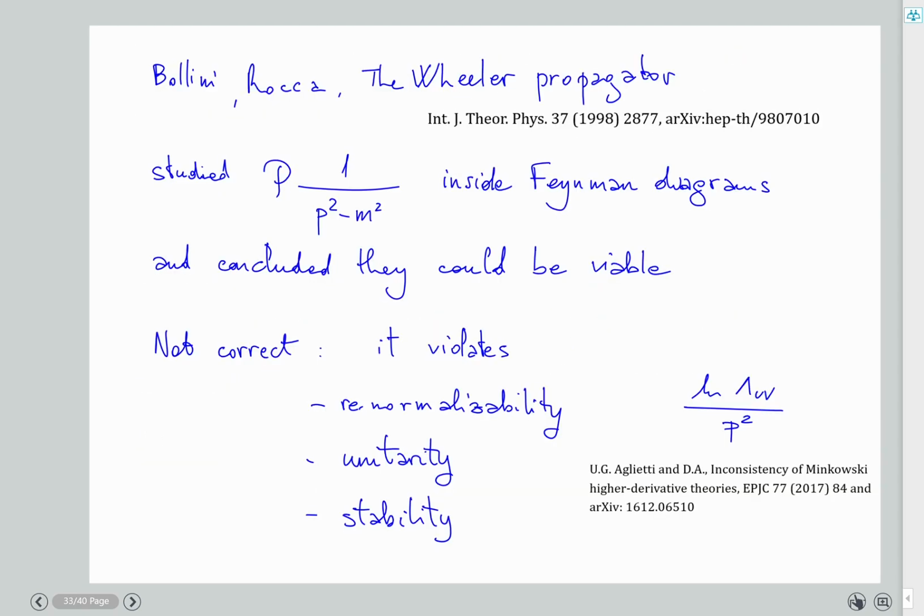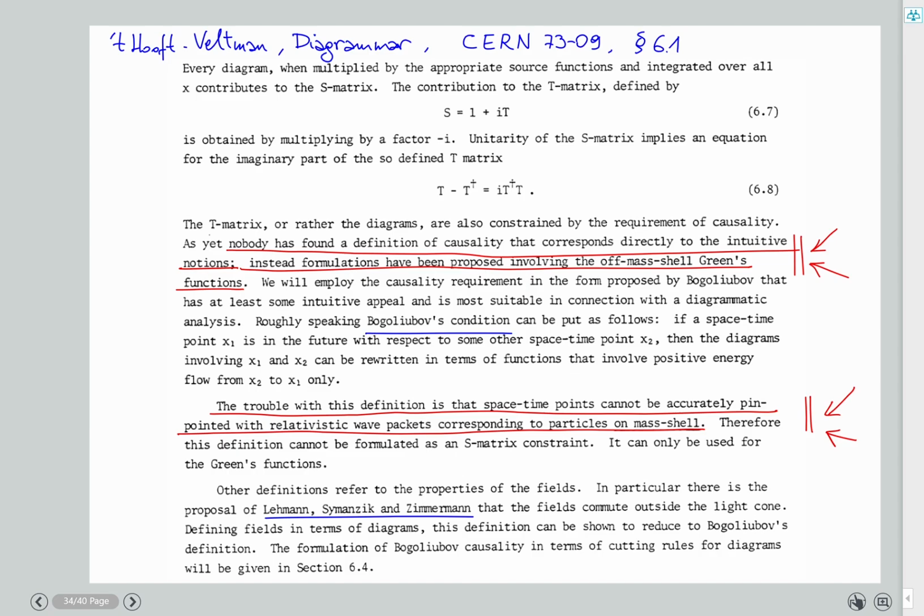Some people, Bollini and Rocca in particular, took this propagator seriously inside Feynman diagrams. You might remember Bollini and Giambiagi, those who invented dimensional regularization. They are Argentinian physicists. And they claimed they could make sense out of it inside Feynman diagrams. That's not true. And I will write a paper to make everything clear on this soon, because I see that people don't have it clear. If you use this inside Feynman diagrams, you violate renormalizability because you generate very bad non-local divergences like this. And you violate unitarity and you violate stability. But this proves that there was some interest in something purely virtual. And I think that the Fakeon is the right and definite answer.